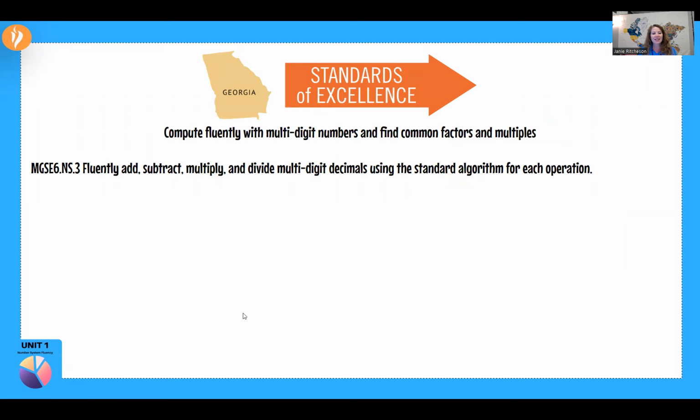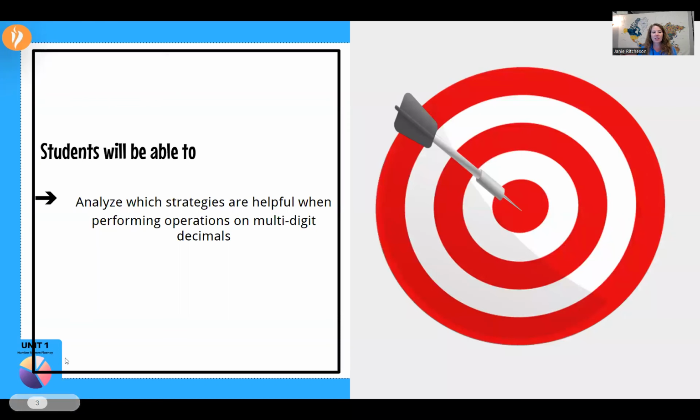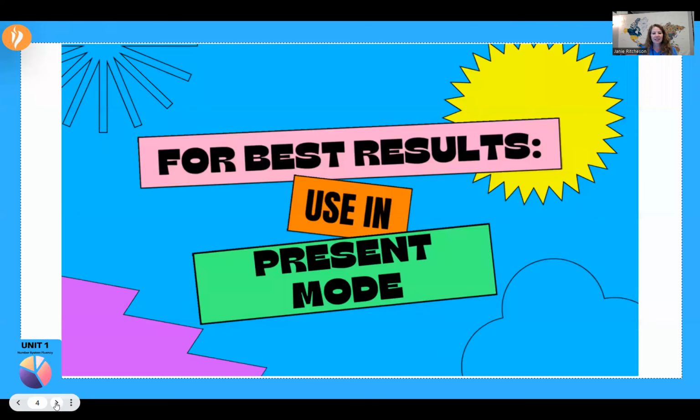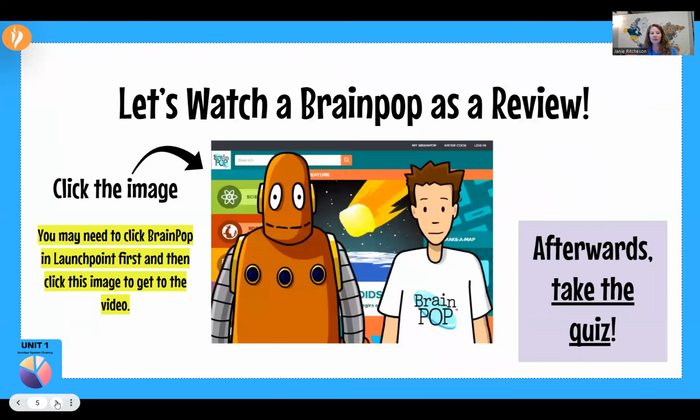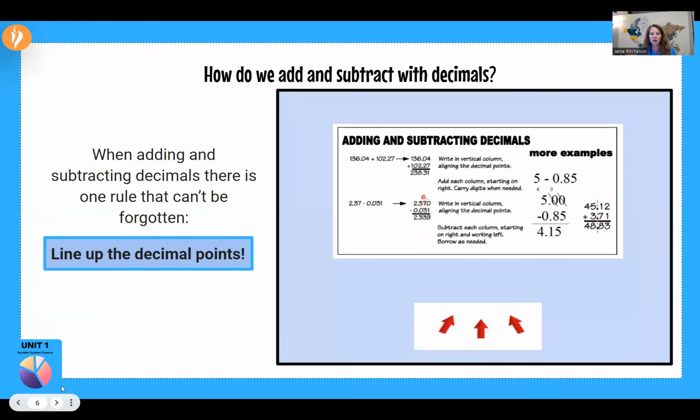All right, this is the standard that we're working on. This is our learning target. And first thing you guys can do, if you will open your launch point and click on to BrainPop, there is an awesome BrainPop video. Timmy and Moby will entertain you for a few minutes, and then afterwards, go ahead and try the quiz. That would be great.